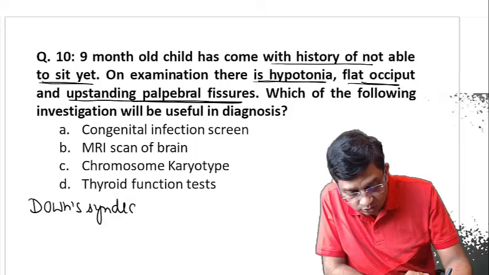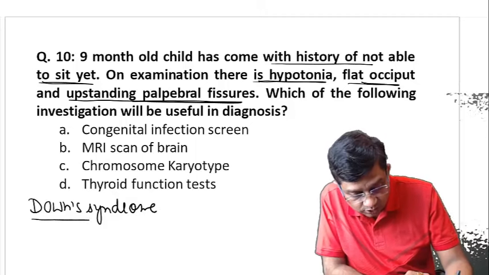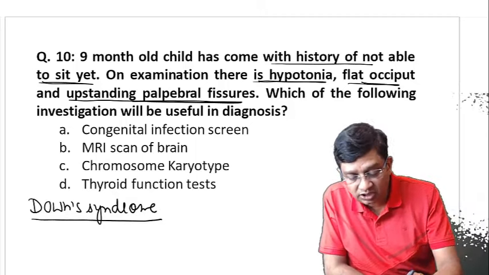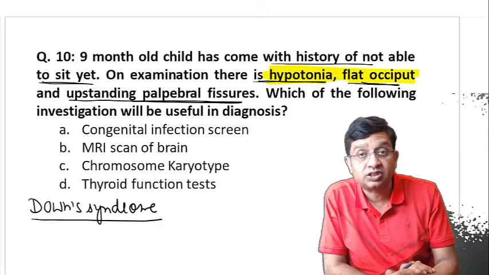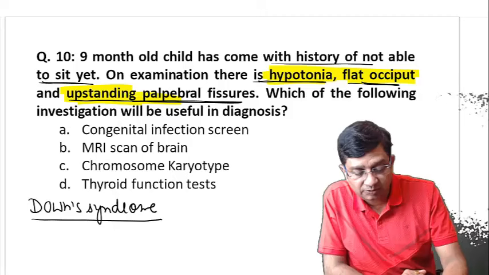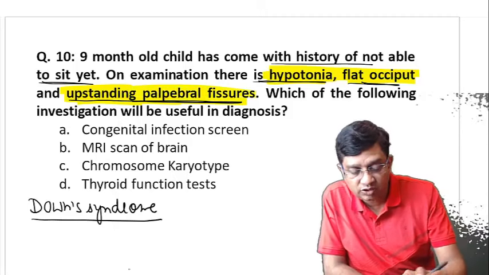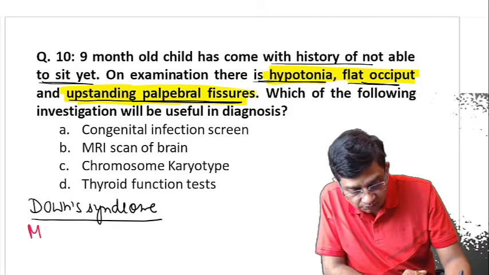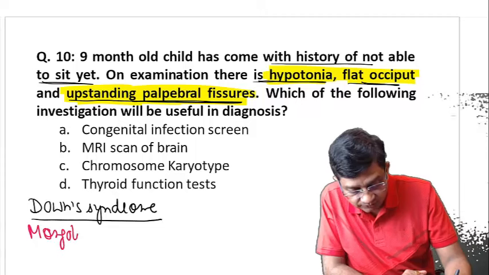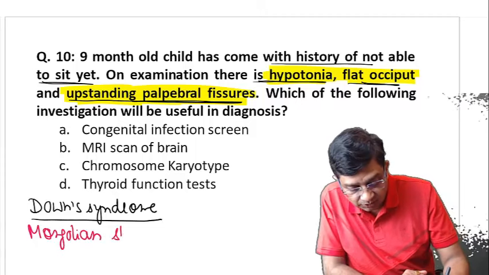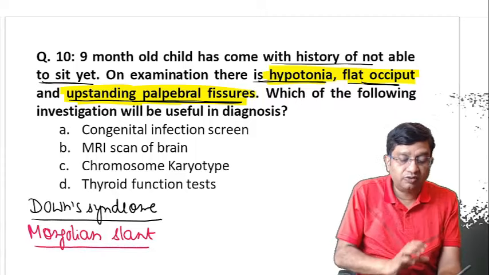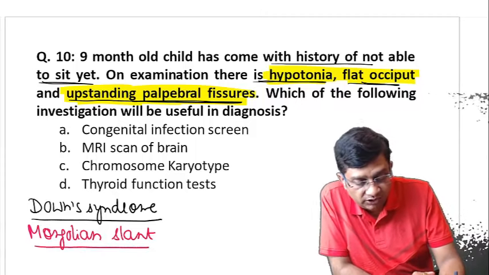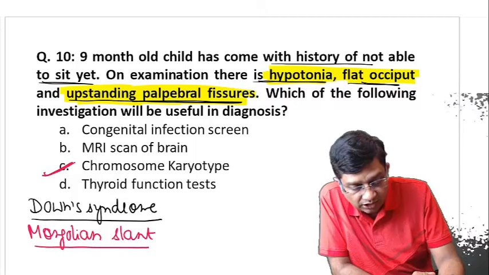In a Down syndrome child, there is delay in the milestone, that is one thing. There is hypotonia, that is the second thing. There is flat occiput which is there. There is upstanding palpebral fissure which you call as the Mongolian slant, right? So out of the choices being given, what I should go for is the chromosome karyotype.